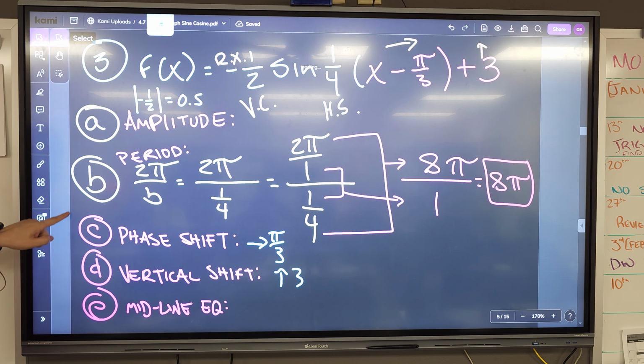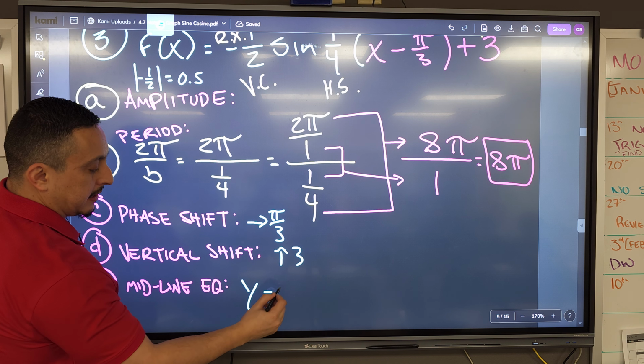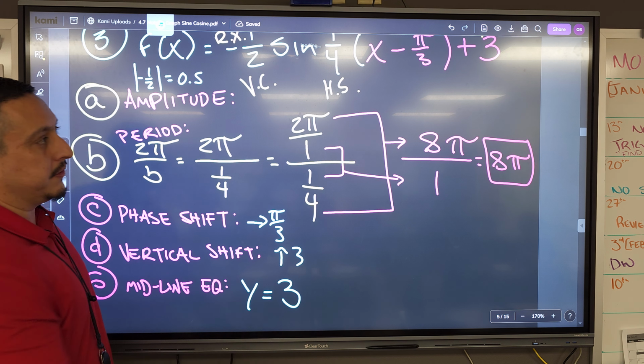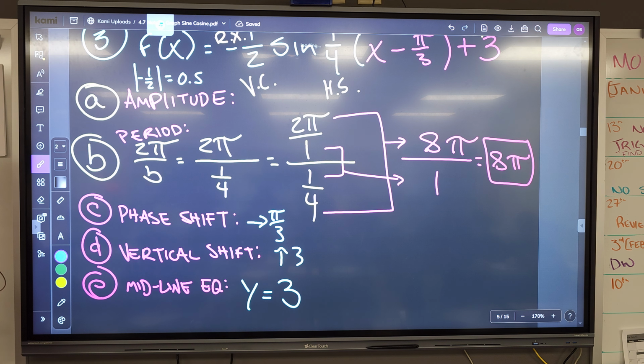Vertical shift, we said up 3. And those of you that walked in, the midline is simply y equals what, guys? The k. So 3. This is y equals k.